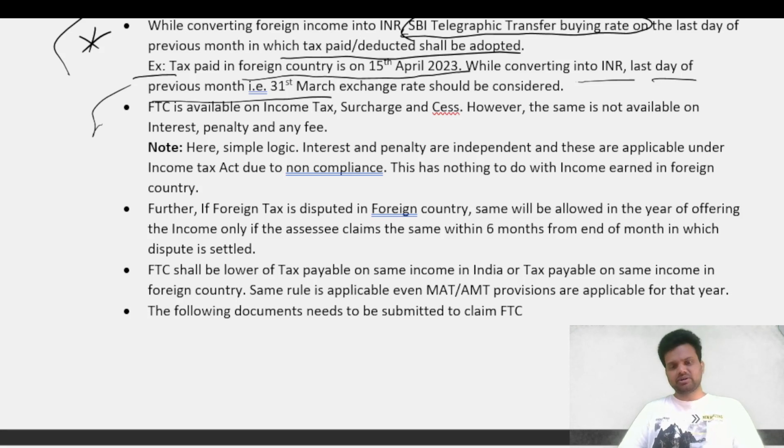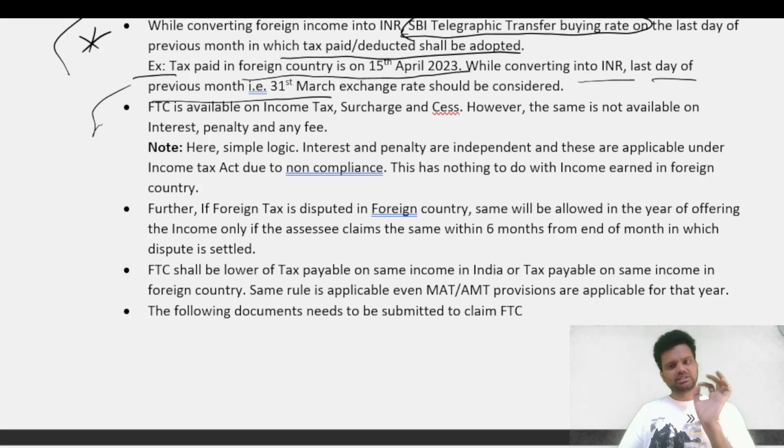Now the point number four. In some cases, in the foreign tax related portion, there can be some disputes going on in that particular foreign country. So in those cases, how can the SSA claim the FTC credit relating to the disputed income or disputed tax? What this rule says is, in those scenarios, he can claim the FTC credit within 6 months from the end of the month in which the dispute is settled in that foreign country. He can offer that income, he can take the FTC credit.